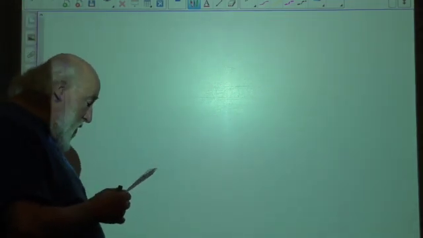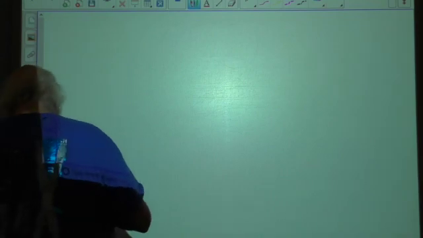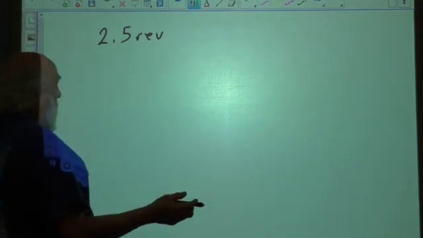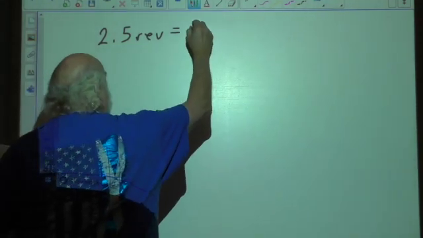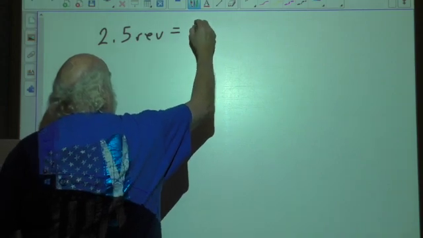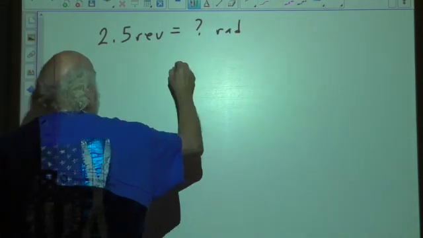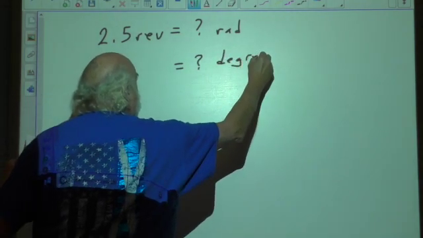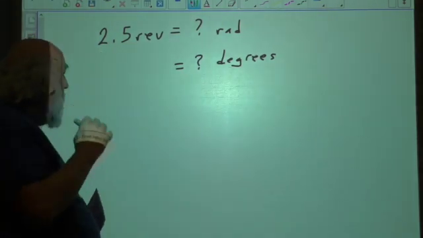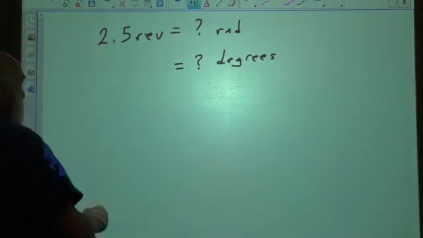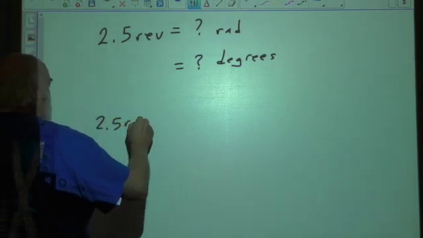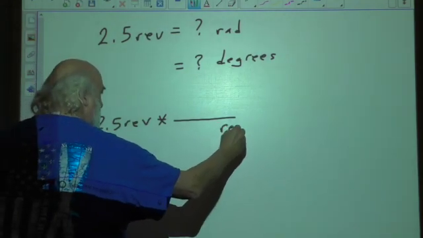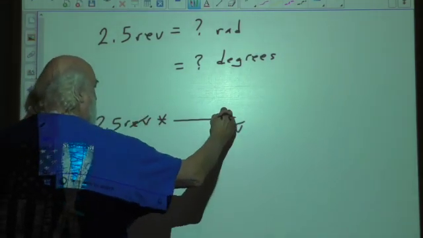Let's take another example. Let's suppose that we have 2.5 revolutions, which we abbreviate REV, and I want to know how many radians that is, and how many degrees that is. So I'll do the 2.5 revolutions equals how many radians. So 2.5 revolutions times, first of all, let's get the labels to cancel out: revolutions on the bottom and radians on top.